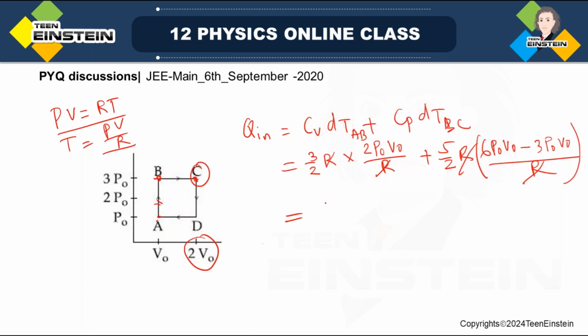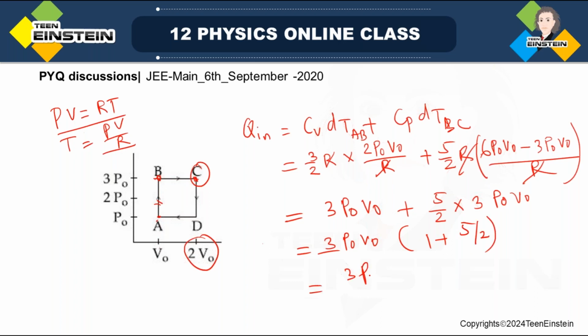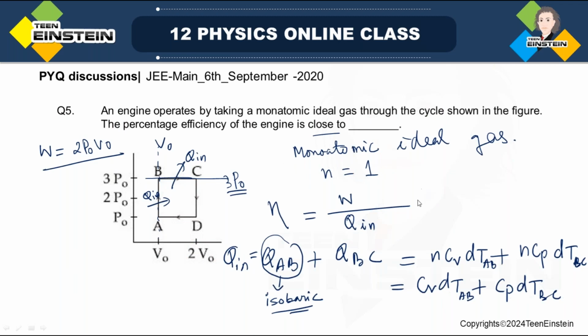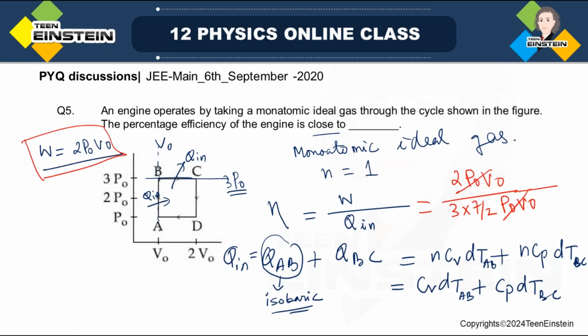So we get here 3 P0 V0 plus 5 by 2 into 3 P0 V0. If I take 3 P0 V0 common, it is 1 plus 5 by 2, that means 3 P0 V0 into 7 by 2. Alright, let us skip this. Then we have got the work done, 2 P0 V0, and in the denominator 3 into 7 by 2 P0 V0. This P0 V0 I can strike out.